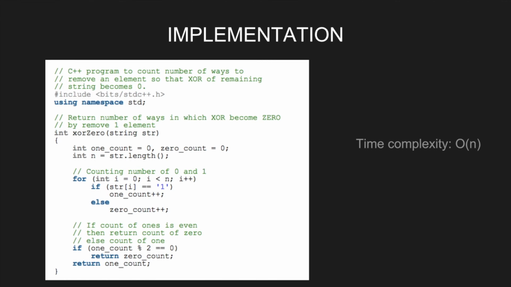Now let's have a look at the implementation. Initialize ones count and zeros count as 0. Let n be the length of the string. Now we will count the number of ones and zeros. Traverse the string, and if string[i] is 1, increment the ones count, else increment the zeros count. If the count of ones is even, then return the count of zeros, else return the count of ones.